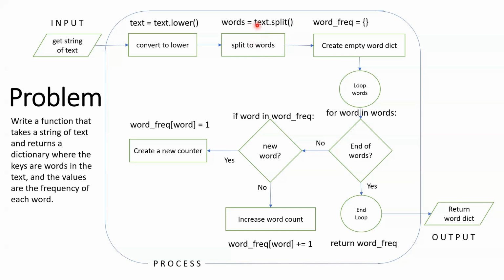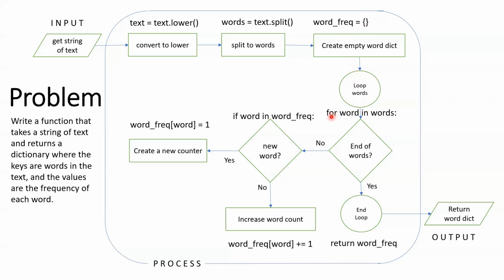Next, creating an empty word dictionary. The variable word_freq equals curly braces. This is one way to initialize an empty dictionary. You can also write dict open bracket close bracket. Both methods initialize a dictionary. Now we loop with a for loop.